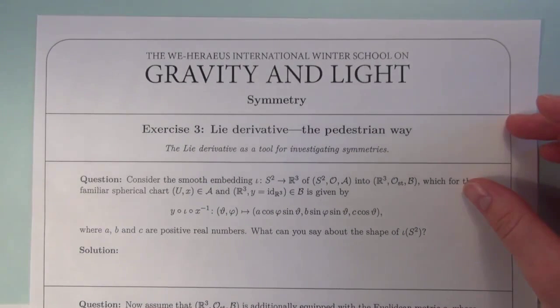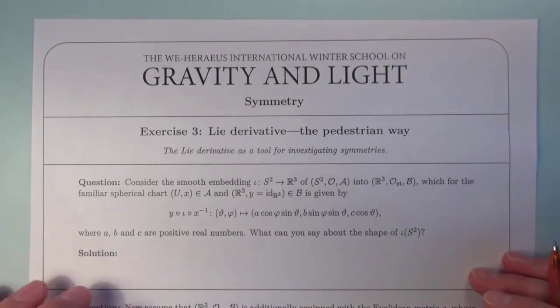We now come to exercise 3, Lie derivative, the pedestrian way. The Lie derivative is a tool for investigating symmetries. Question.